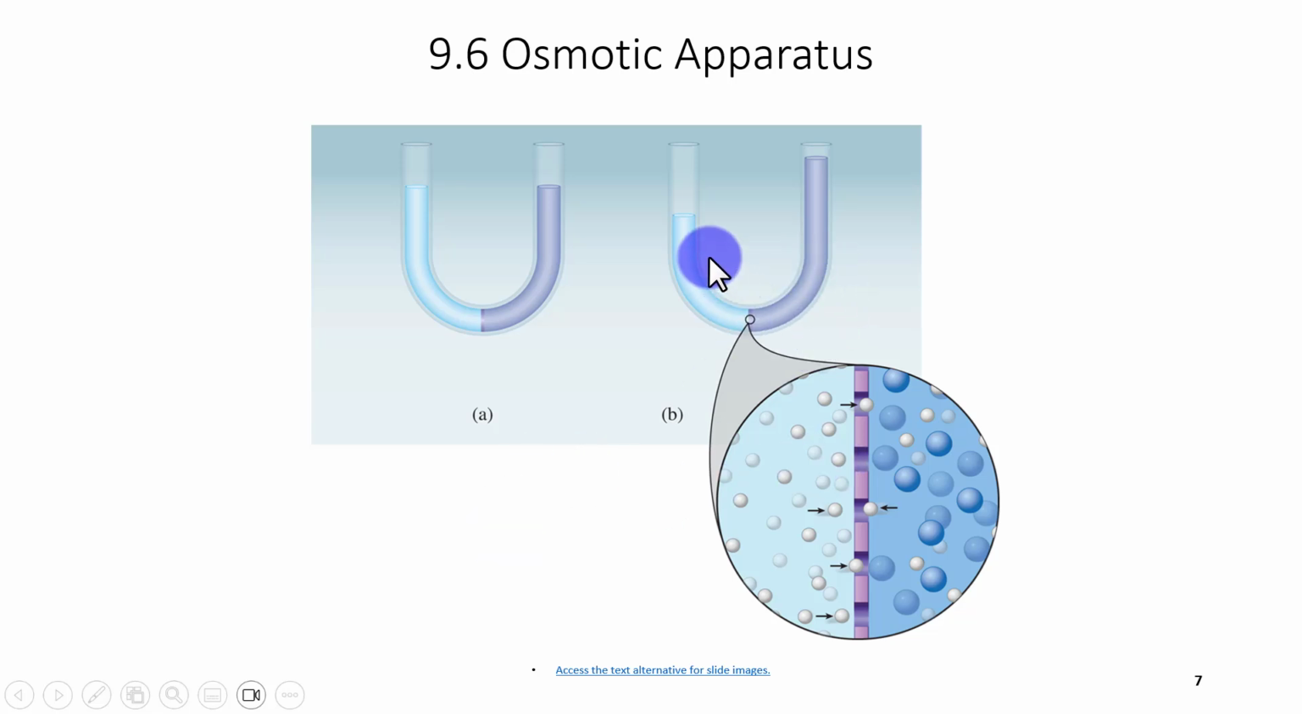And so what happens when we allow them to equilibrate is that the level of the pure water will decrease, but the level of the concentrated side will increase. That is because there's a flow of water from the pure side through the semi-permeable membrane into the concentrated side.